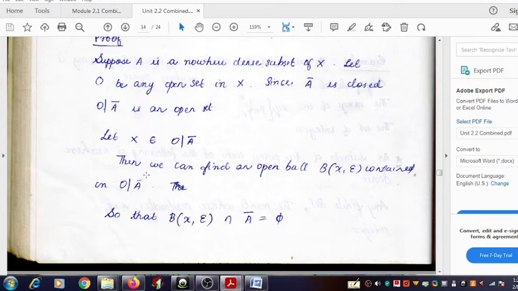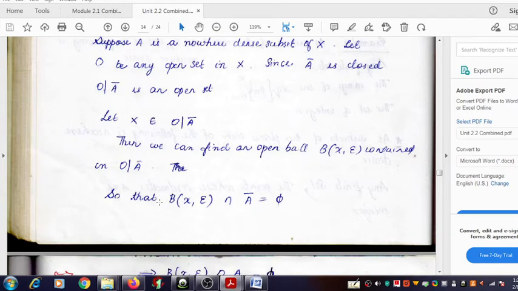Then we can find an open ball, because the set O minus the closure of A is open. Since X belongs to that set, we can find an open ball B(x, epsilon), where epsilon is some positive quantity, centered at the point X with radius epsilon, which is well contained in that open set. That comes from the property of open sets.